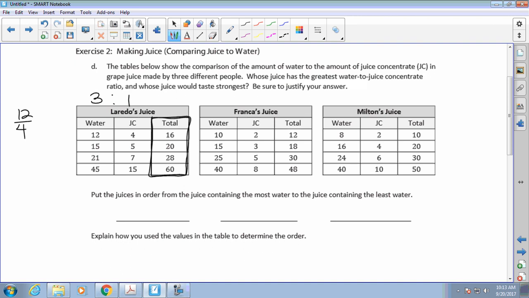Let's compare that to Franca. We've got to simplify it. Water to juice is 10 to 2. That would simplify down to what, Dylan? 5 to 1. 5 to 1. Very good. So far, who's got the more watered down mixture? Laredo or Franca? Who's got the watery juice mixture? Franca. Franca, yeah. Milton is going to be using a recipe of what? 7 to 1. We have 8 to 2. So if we simplify 8 to 2, what would that be?